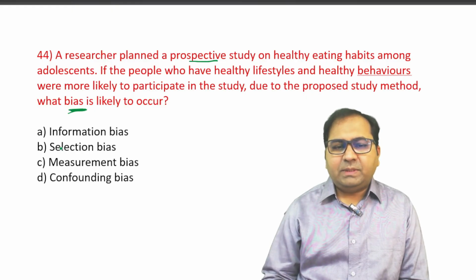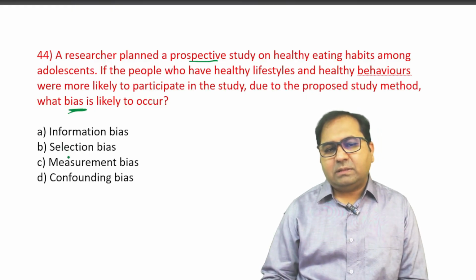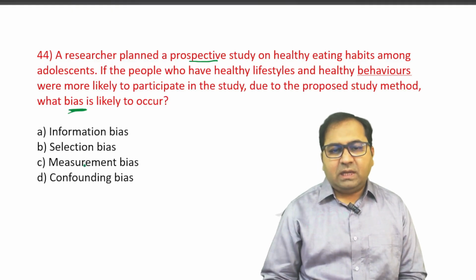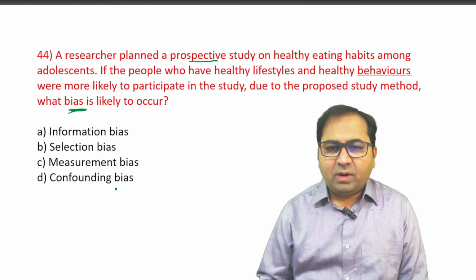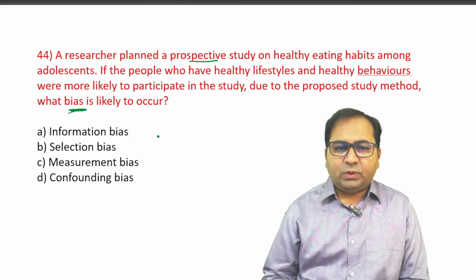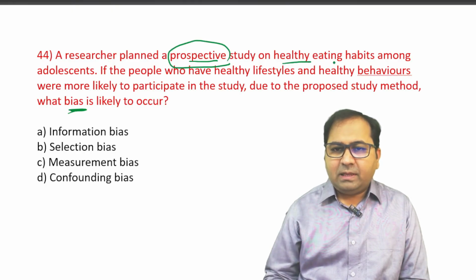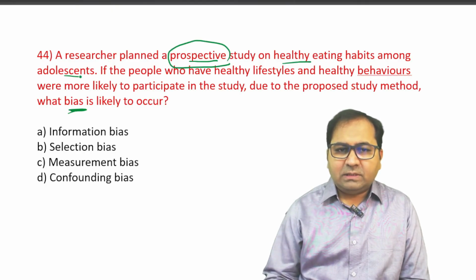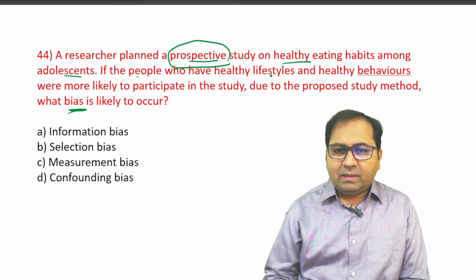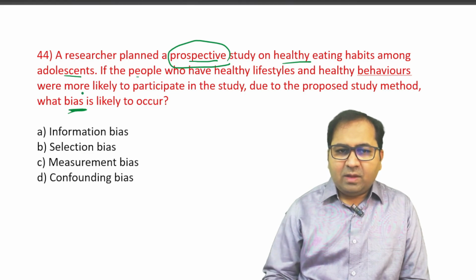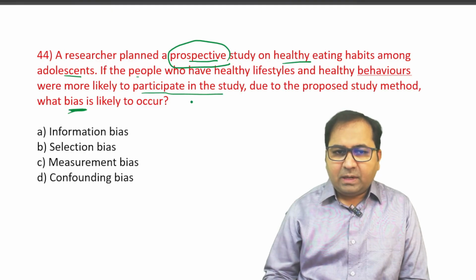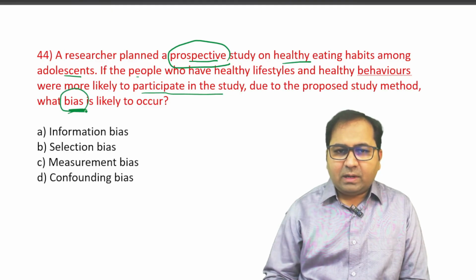The options are A, information bias, B, selection bias, C, measurement bias, and D, confounding bias. Once again we will see the question. A researcher planned a prospective study on healthy eating habits among adolescents. If the people who have healthy lifestyles and healthy behaviors were more likely to participate in the study, due to the proposed study method, what bias is likely to occur?